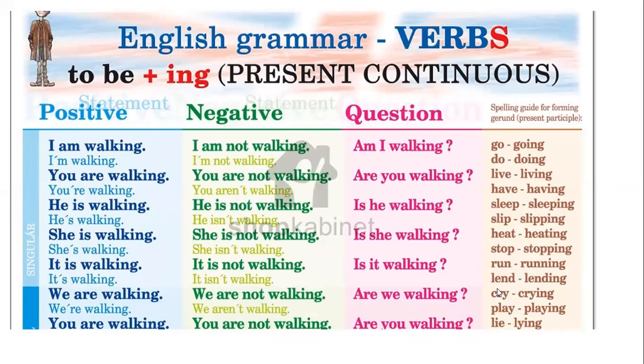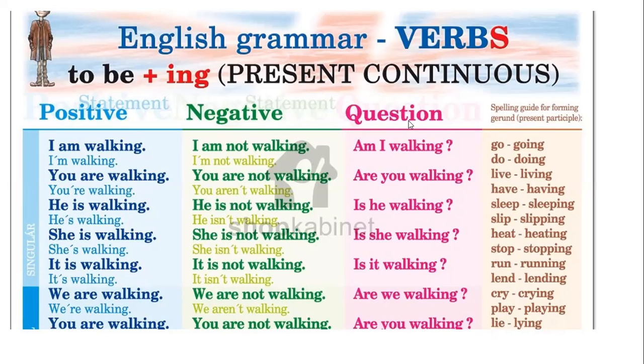Vea, en el caso de cry, we keep it the same. La mantenemos igual and we just add ing. Play, we keep it the same and just add ing. Lie, en este caso cambia, mire. Cambiamos el diptongo por Y en ing, lying, lie, lying.